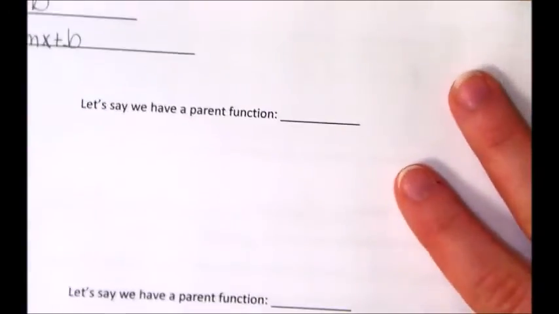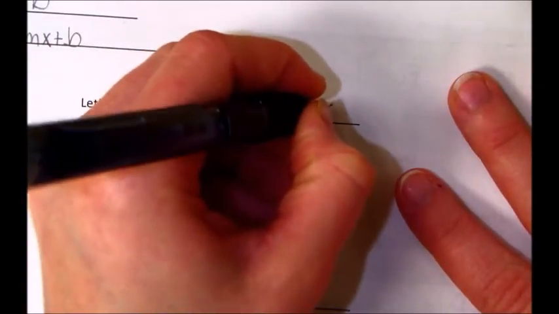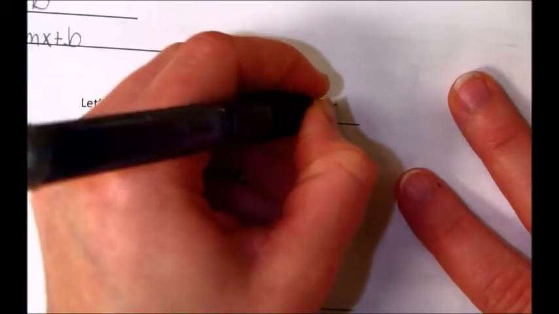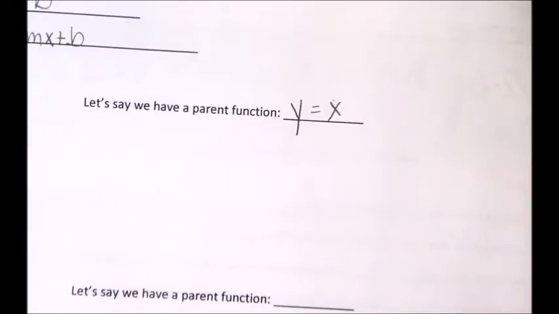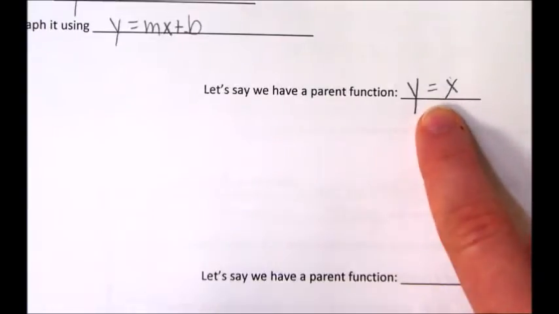Let's pretend that we have a random parent function, very, very basic. Let's make it really basic: y equals x. That's a parent function. It is linear. It has a y-intercept of 0 and a slope of 1/1. So what I want to do now is play around with this equation and move it.